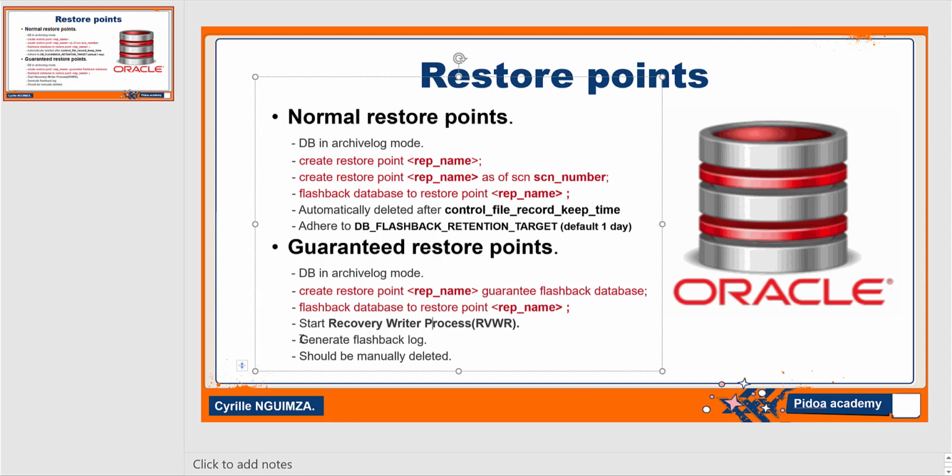So, the flashback logs are generated and kept in the fast recovery area. The guaranteed restore point is not deleted automatically. You have to do it manually when it's no longer required, right? So we are going to see this in my terminal.